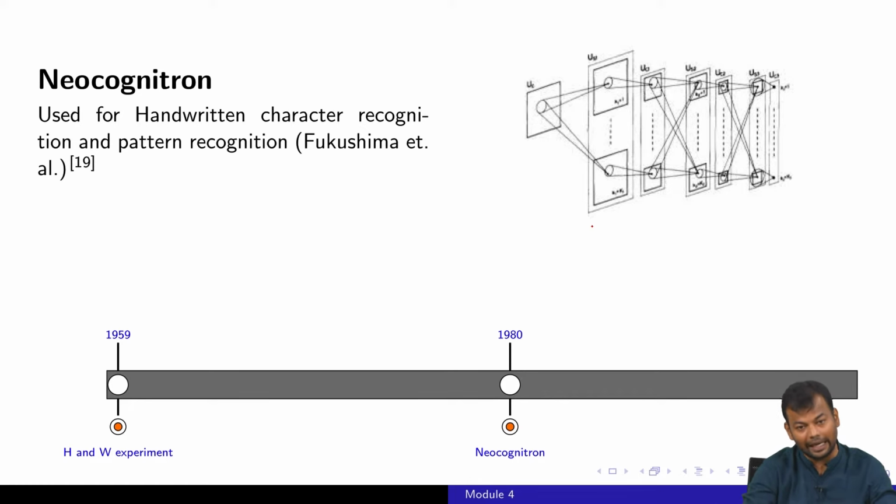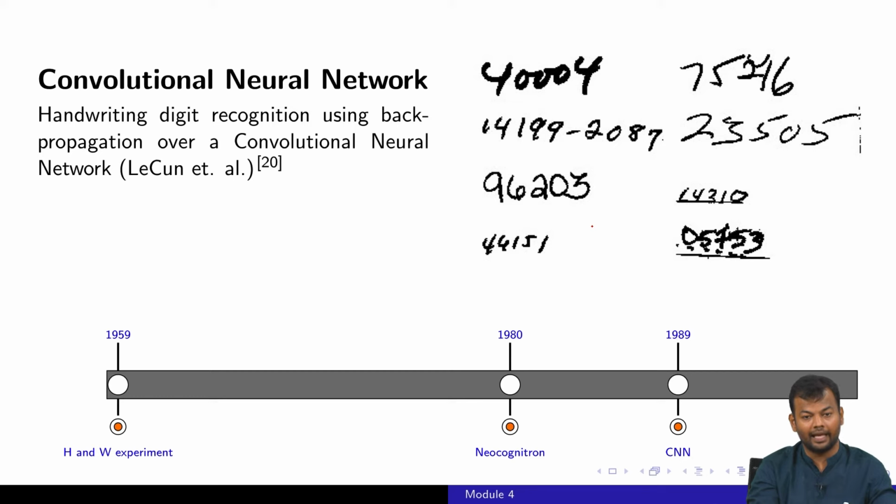which was proposed way back in 1980. You could think of it as a very primitive convolutional neural network. I'm sure that most of you have now read about or heard about convolutional neural networks, but something very similar to it was proposed way back in 1980. And what we know as the modern convolutional neural networks, I think Yann LeCun is someone who proposed them way back in 1989, and he was interested in using them for the task of handwritten digit recognition.